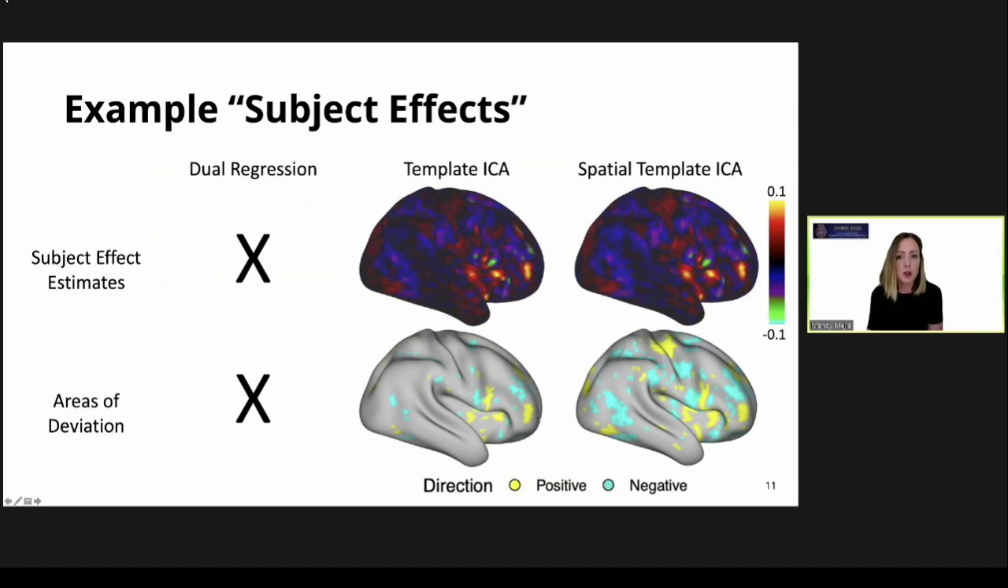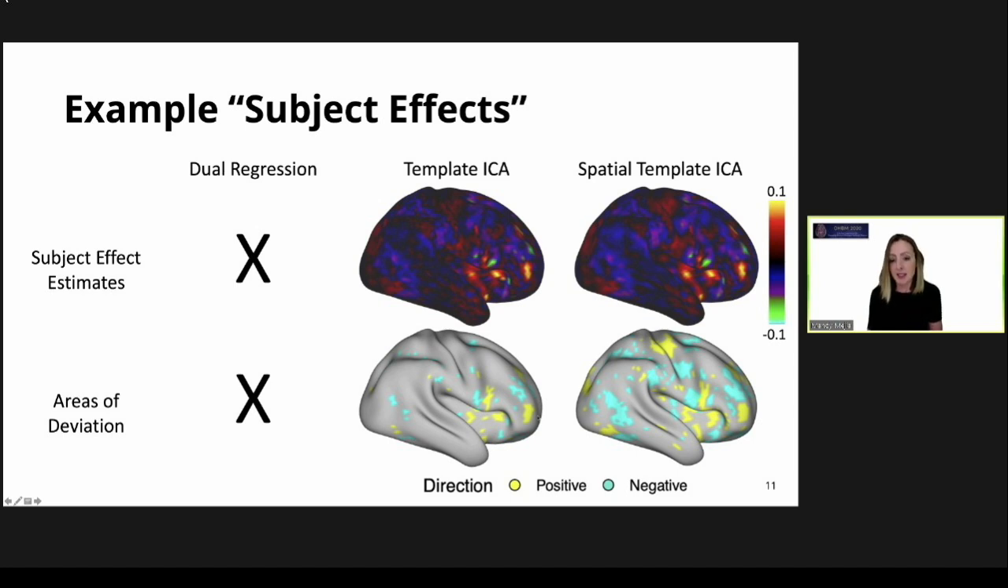So we can also produce what we're calling subject effects using template ICA. These effects are those deviations from the model, so the differences between the subject and the group ICs. And so you'll notice some hot spots in bright yellow, and these represent areas where the subject is more engaged in this network relative to the population. You'll also see a couple of cool spots in green or turquoise, and those represent areas where the subject is less engaged for this particular network relative to the population.